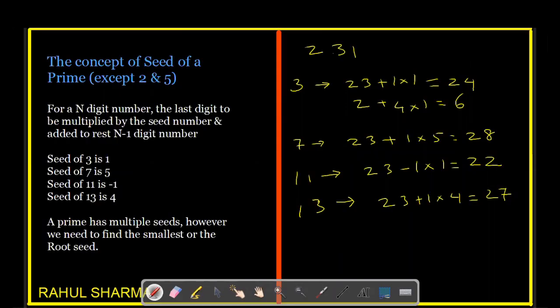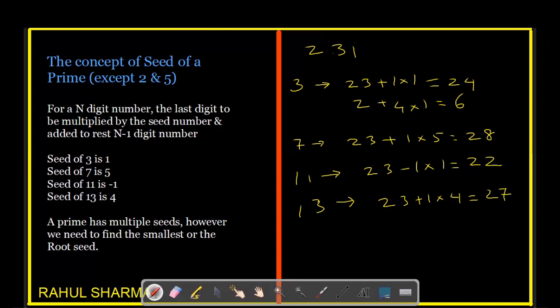There is a new concept of seed that we are introducing now, and every odd number, including primes and composites, has a seed. Now, what's a seed? You can say the seed is a number on which you can apply the divisibility rule for any odd number. And how does this work? Say you have an n-digit number, let's say a 3-digit number. Then the last digit will be multiplied by the seed number for that particular number and added to the rest n minus 1 digit number. We'll go slow here and try to understand.